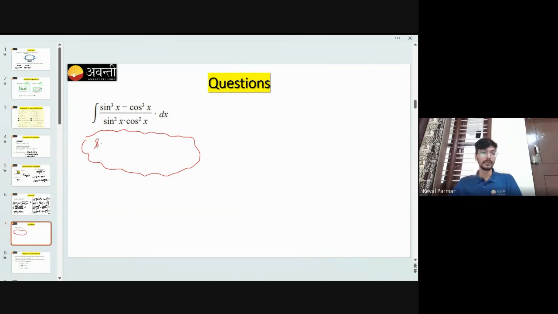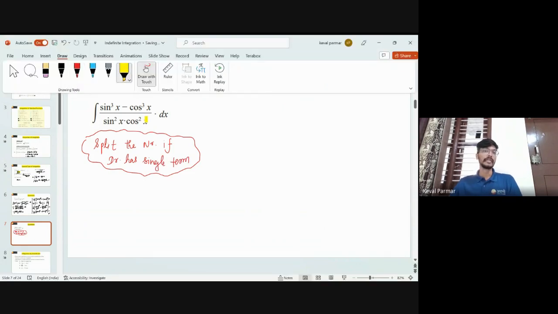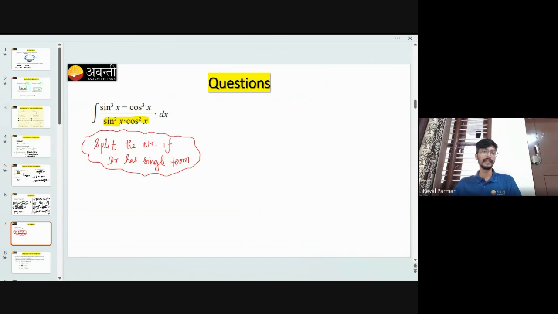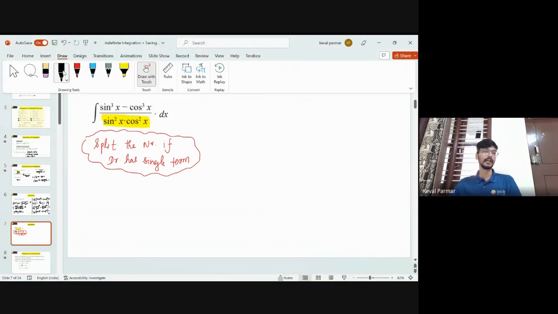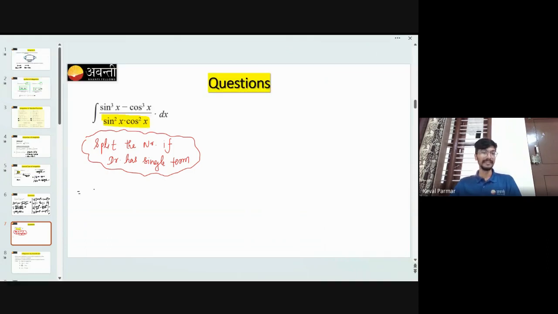That is, split the numerator if the denominator has a single term. I hope you understand what is meant by a term. Here, the denominator has sine square x into cos square x, which is a single term. I hope you know what is a single term. That means we can split the numerator.